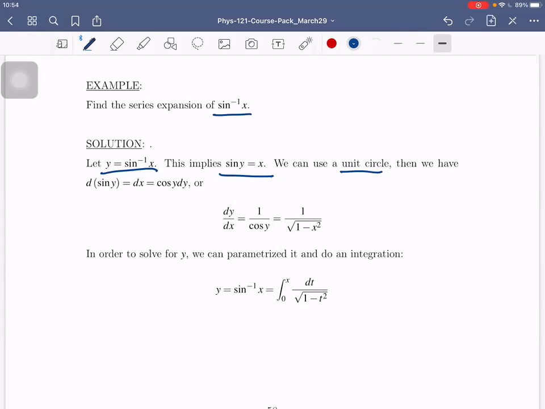So since this is trigo function, we can use a unit circle. And show na if you take, halimbawa, derivative ng sine, derivative mo, no? Derivative of sine y is equal to dx. And we have, ano nangyari? This is cosine y dy. Okay? So, equal to dx. So, we have dy over dx is equal to 1 over cosine y. And since for unit circle, we have 1 over square root of 1 minus x squared. Okay?